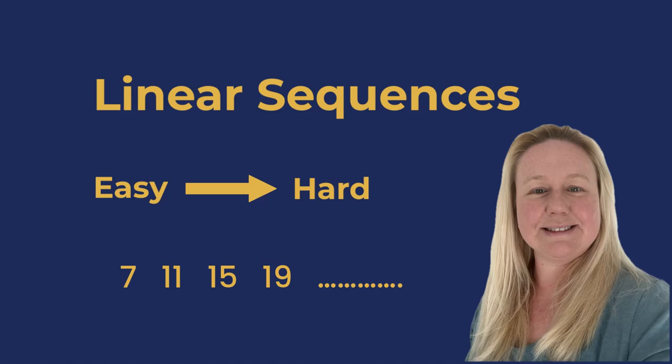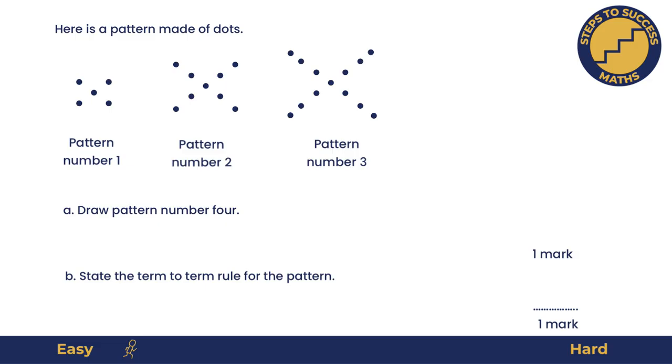In this video, we're going to work through GCSE exam questions on linear sequences. We're going to start with the easiest and go right through to the hardest. Pause the video, have a go, and then we can go through it together step by step. Here is a pattern made of dots. Draw pattern number 4. Okay, so you just need to have a look at each pattern and see what's happening.